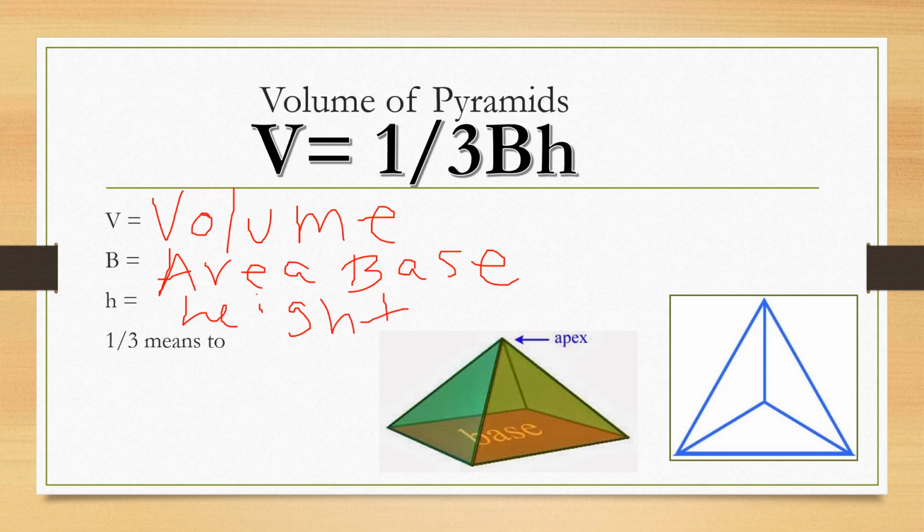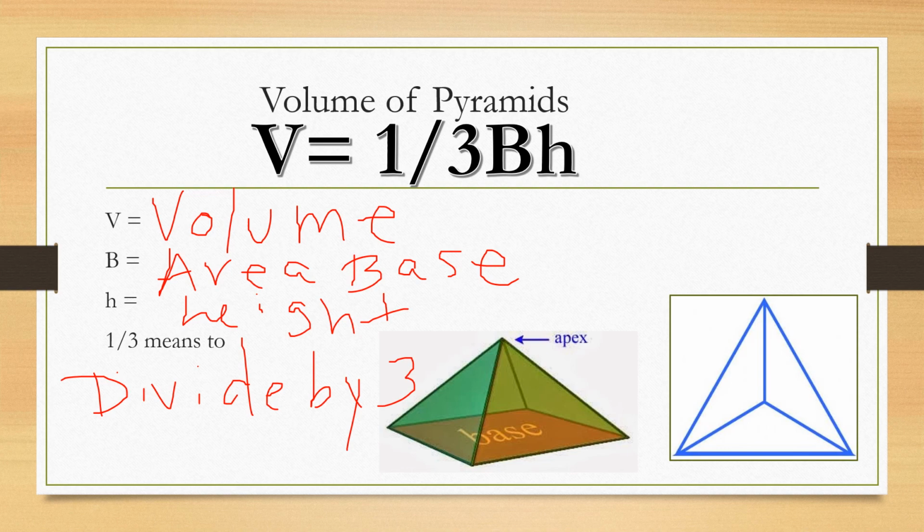And this time we have a 1/3 in front of the formula. So we have 1/3 big B times H. Just like when we had the 1/2, we divided by 2, so 1/3 means we will divide by 3. You might want to write this down so you have it somewhere for when you're working these problems.